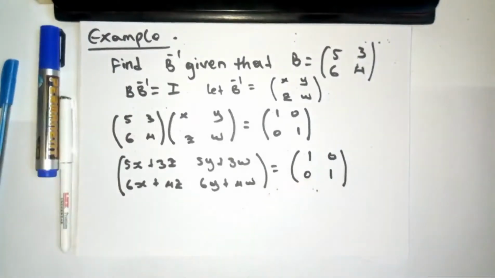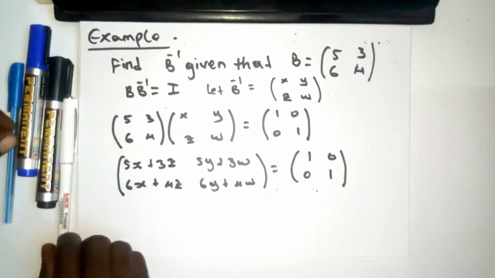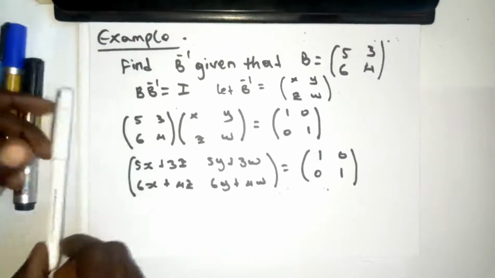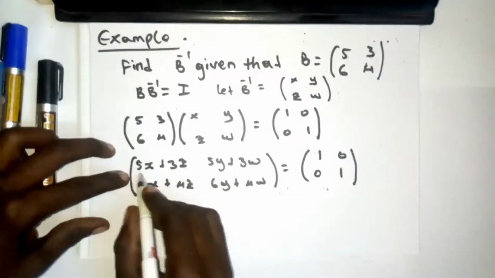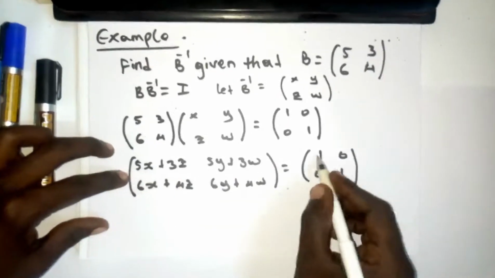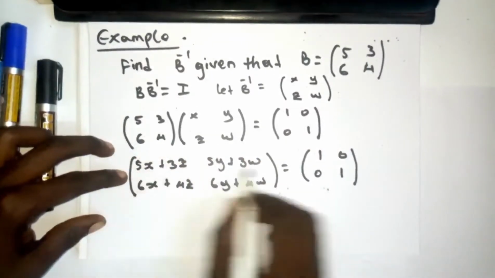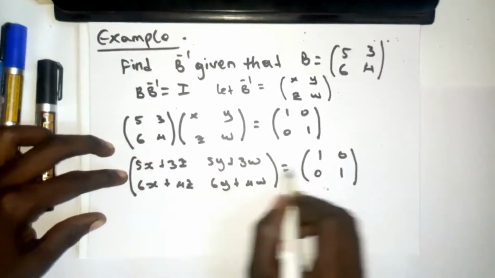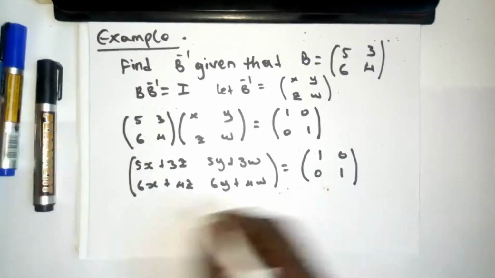Still, we are going to do the same thing to form the equations from this. If we are to form the equations from this, this entry should be equal to that entry from the left and right hand side. So this entry should be equal to that entry, this entry should be equal to that, this entry should be equal to that, and this entry should also be equal to that.